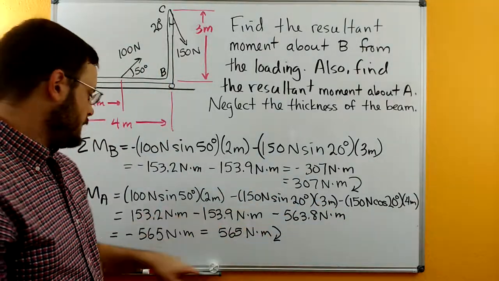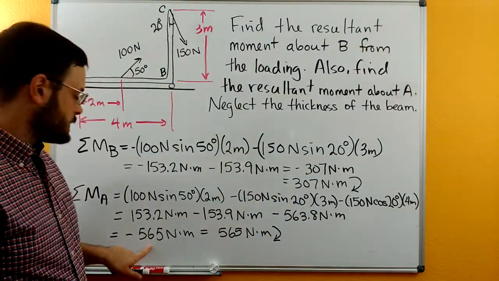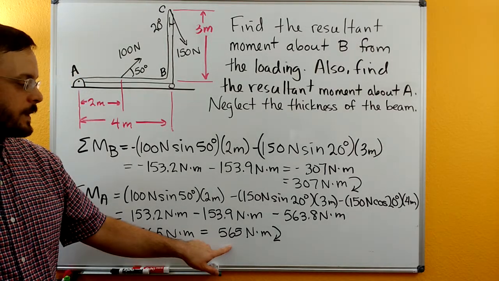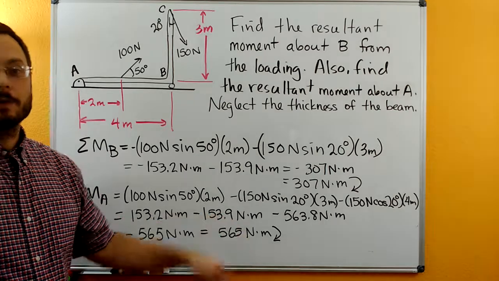We add it all up, and we get negative 565, also in units of Newton meters, and we can write that as 565 Newton meters with the clockwise sign.